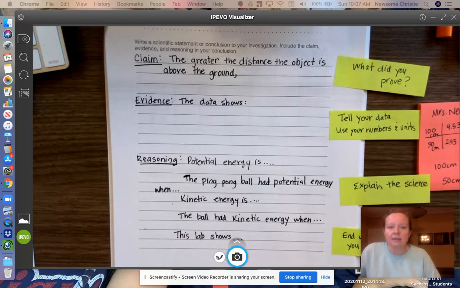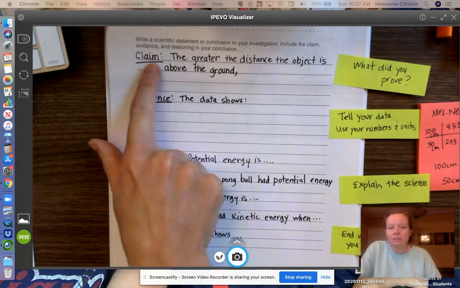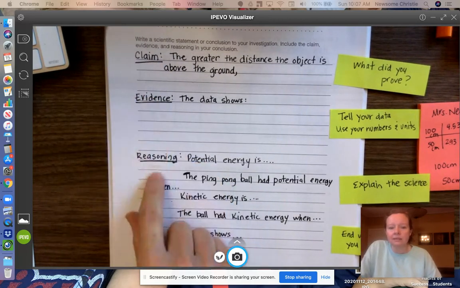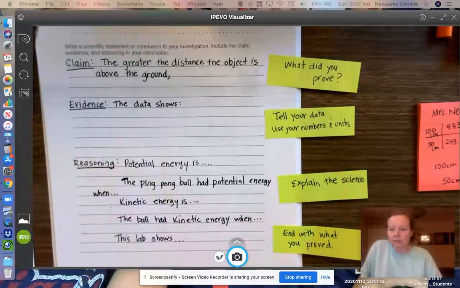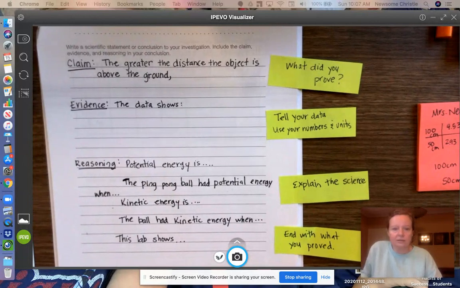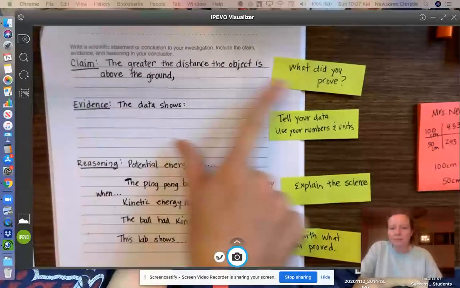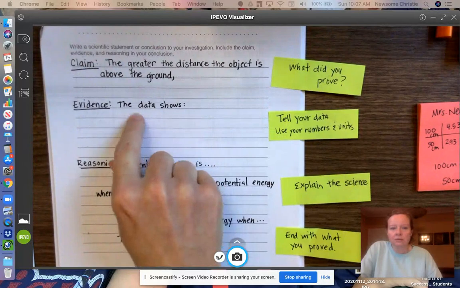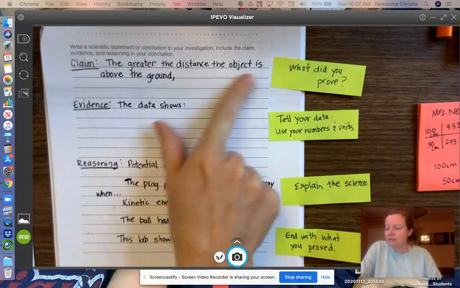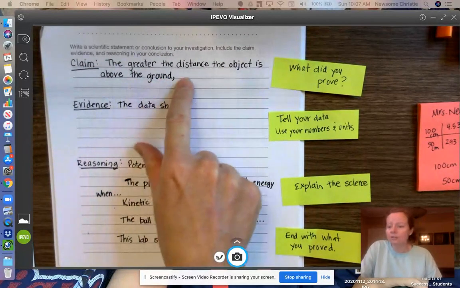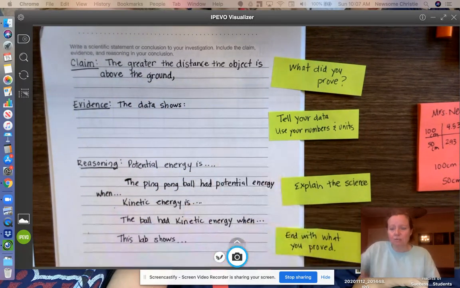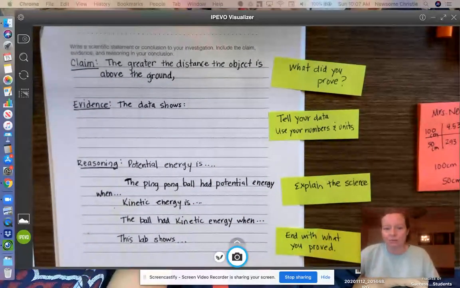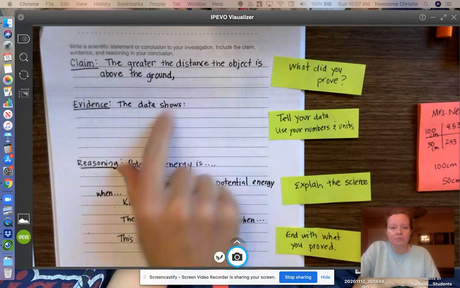Include a claim, evidence, and reasoning. So you have a claim, evidence, and reasoning. And I've tried to give you some tips for each of these parts. My picture is kind of in the way, so I want to scoot it over. So your claim is really, what did you prove? So you might start out, the greater the distance the object is above the ground, what happens? Like you've got to finish that sentence, right? So the greater it is above the ground, what did your data and experiment prove? And so you need to show what you proved.